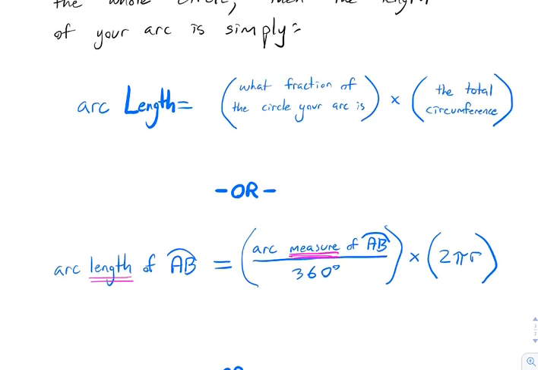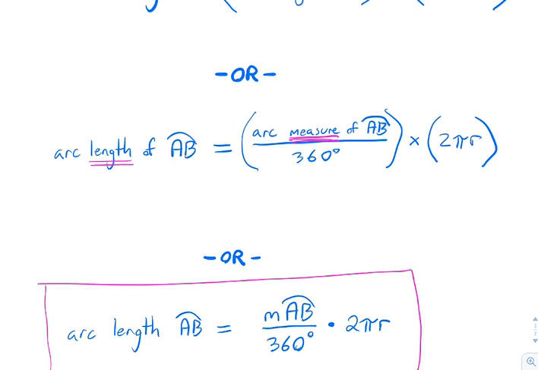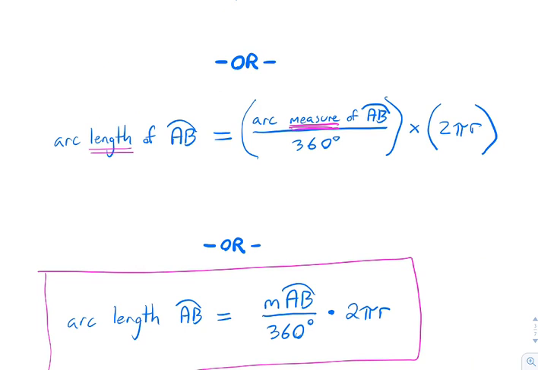Okay, so simplifying it a tiny bit more, this is the way we would write it. We would say the arc length of AB is the measure of AB in degrees out of 360. So again, that's just what fraction of the circle you have. Do I have half the circle, a third of the circle? And then times the total circumference, 2 pi r. Okay, so that's how we're going to do it.